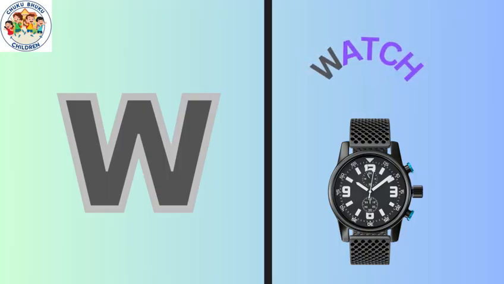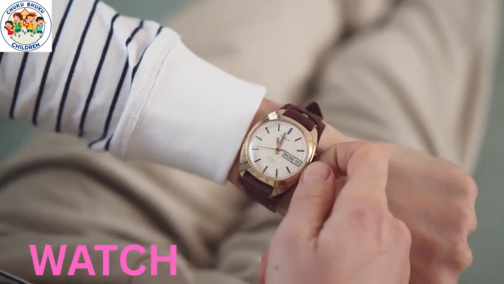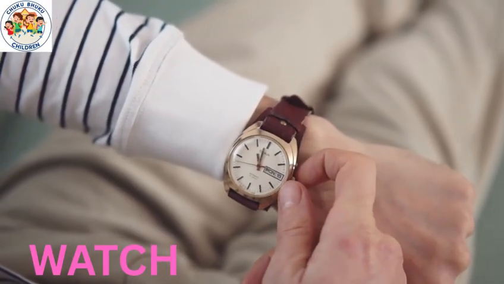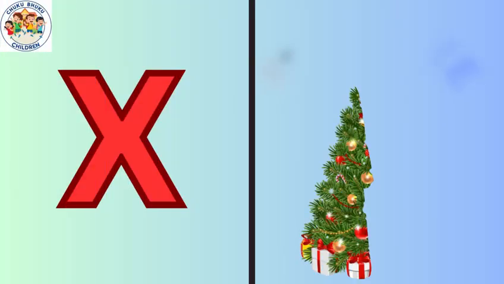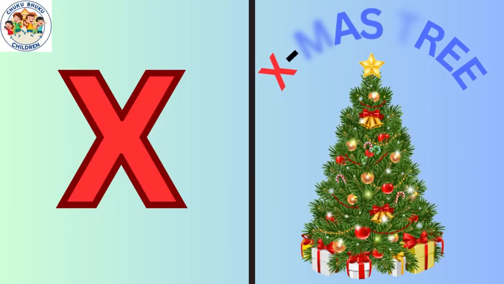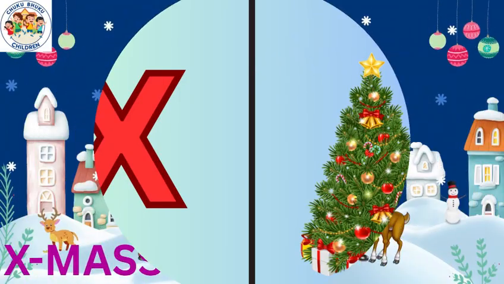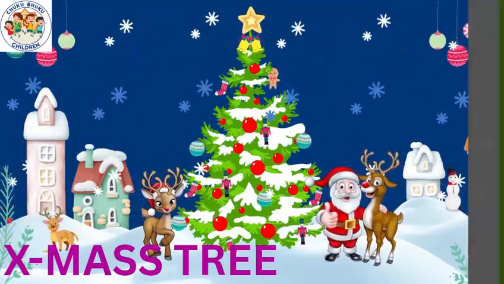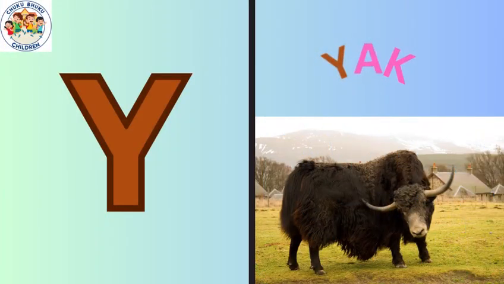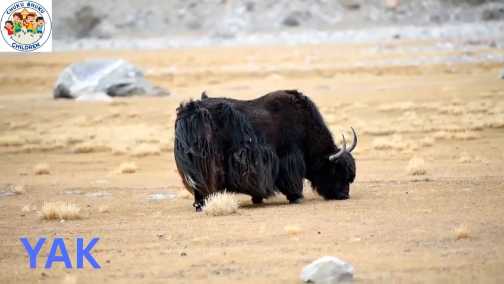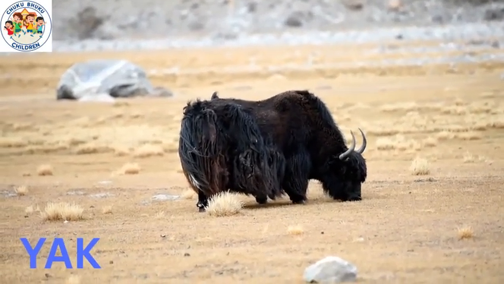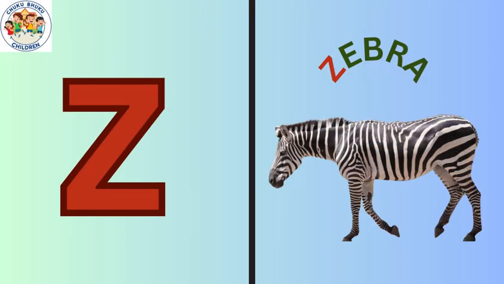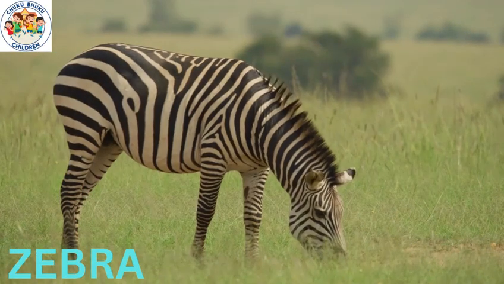W for watch. Watch. X for Xmas tree. Xmas tree. Y for yak. Yak. Z for zebra. Zebra.